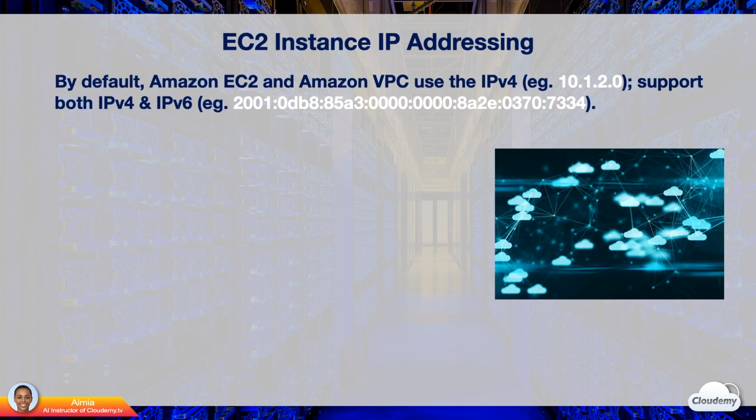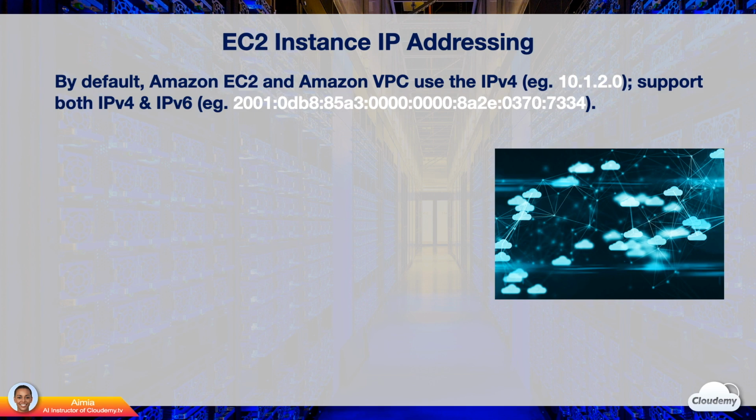Amazon EC2 and Amazon VPC support both the IPv4 and IPv6 addressing protocols. By default, Amazon EC2 and Amazon VPC use the IPv4 addressing protocol. You can't disable this behavior for IPv4. However, you can optionally assign an IPv6 CIDR block to your VPC and subnets. The IPv4 looks like 10.1.2.0. There is a limited IPv4 range available on the Internet.